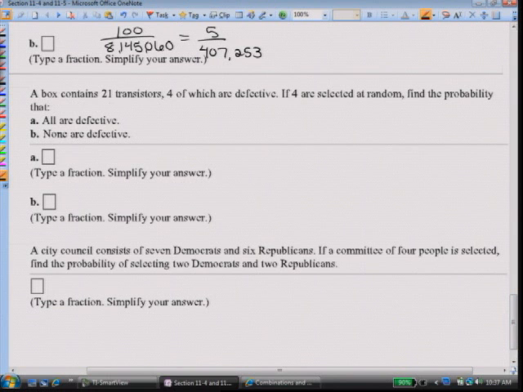Now it says a box contains 21 transistors, 4 of which are defective. If 4 are selected at random, what is the probability that you pick 4 that are defective? Well, first of all, let's see all the different ways that we can pick 4 transistors. Obviously, order doesn't matter because you're just popping them in there. So we're going to do 21 choose 4.